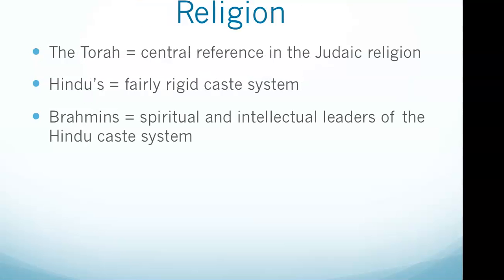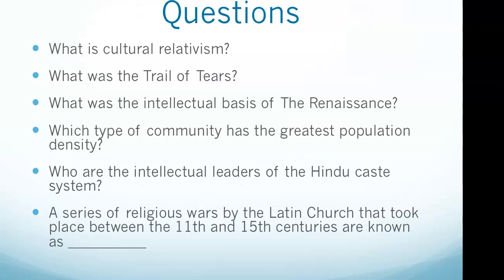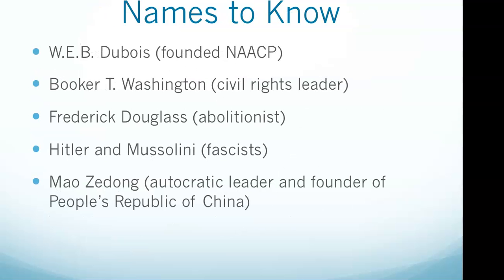Okay, in terms of religion, the Torah is the central reference in the Judaic religion. You need to know that. Traditional Hindus have a fairly rigid caste system in which individuals are born into castes that entail certain types of work for their lives. And the Brahmins are the spiritual and intellectual leaders of the Hindu caste system. I believe that was a question as well. Am I wrong? Sometimes I just dream these things up. There you go. Second to last bullet point. Who are the intellectual leaders of the Hindu caste system? Right? The Brahmins. Right? We want to be familiar with that.